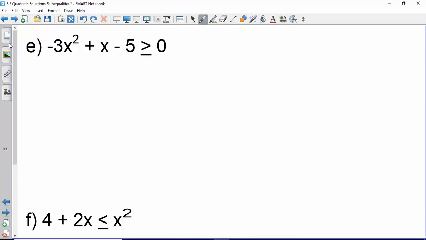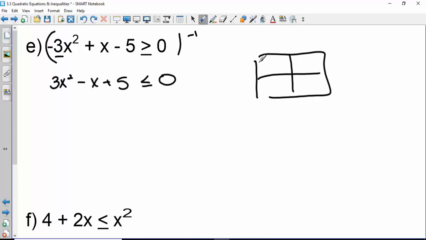All right, so what would be my first step here? We need to do box method, but we want that to be positive, so we take everything times -1. So that makes it a less than 0 now. Then we try the box method. Those multiply to 15 and add to -1. Is there anything? No. Okay.